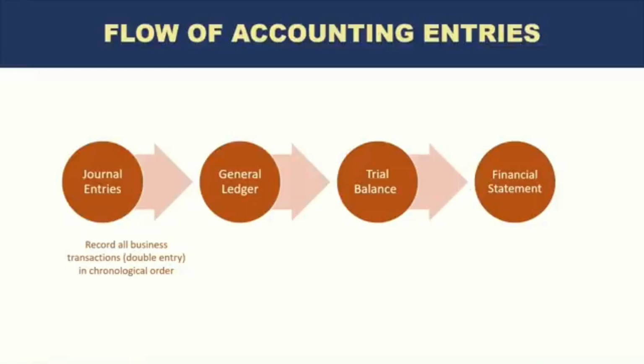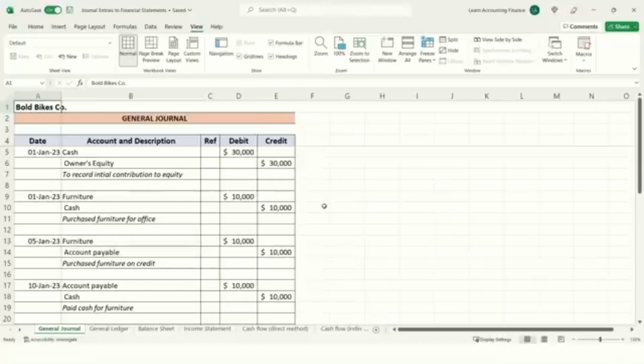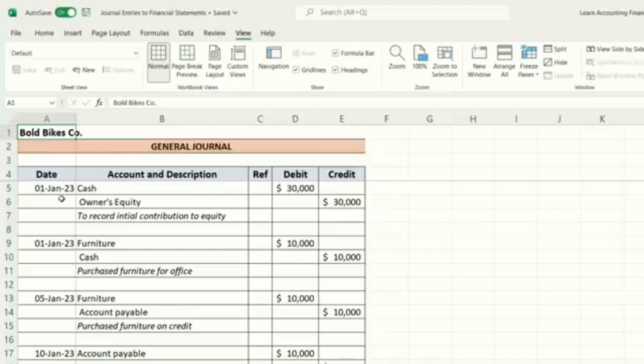Let's take a look at the example of our accounting entries that we just practiced. So here I've summarized all of the entries we have done in Excel in a general journal format. In our case, let's say the name of the company was Bold Bikes Company. So in the books of Bold Bikes Company for the month of January, you can see all of the entries are entered based on the date. So it starts with 1st of January when the owner of the business invested $30,000. So the entry was cash debit, owner's equity credit, and there is usually some description as well, such as in this case to record initial contribution to equity.